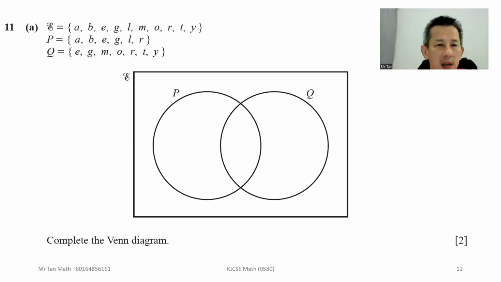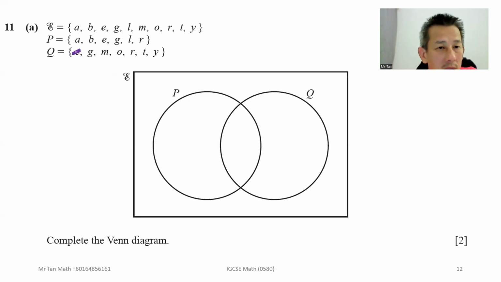Number 11A, complete the Venn diagram. Okay, to complete the Venn diagram, first you need to find the intersection. The element that you have in the intersection.